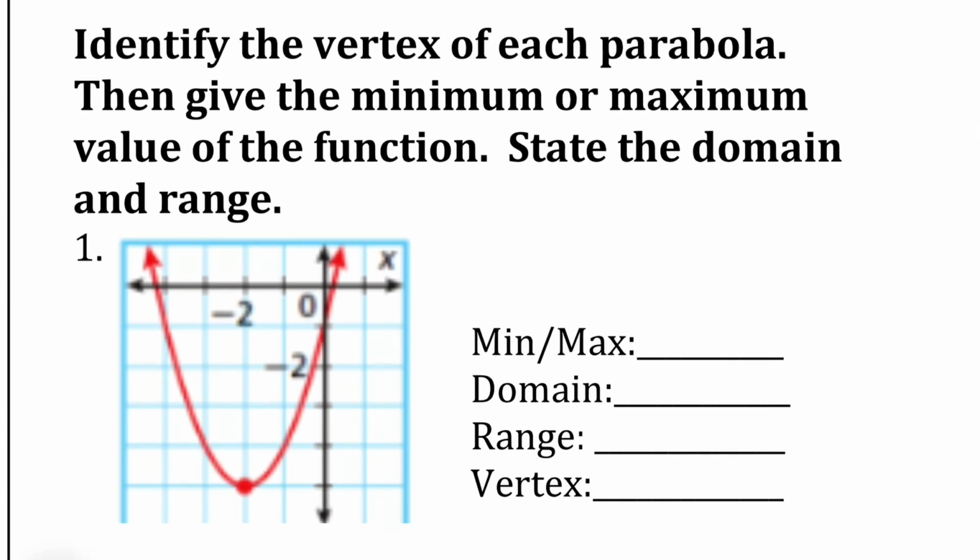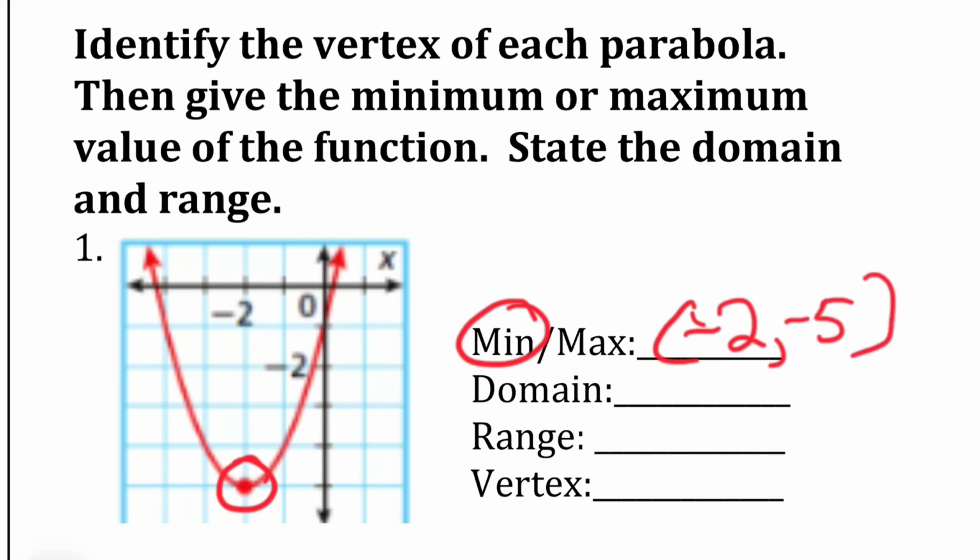Another review, a little bit, min or max, so we can pinpoint our smallest point. So we have a min, it's at (2, -5). Domain: all quadratics have a domain of negative infinity to positive infinity, unless it's under real life restrictions, aka it's coming from a word problem. Range: our smallest y value involved is down here at -5, and it's going to go up forever, so it's positive infinity.